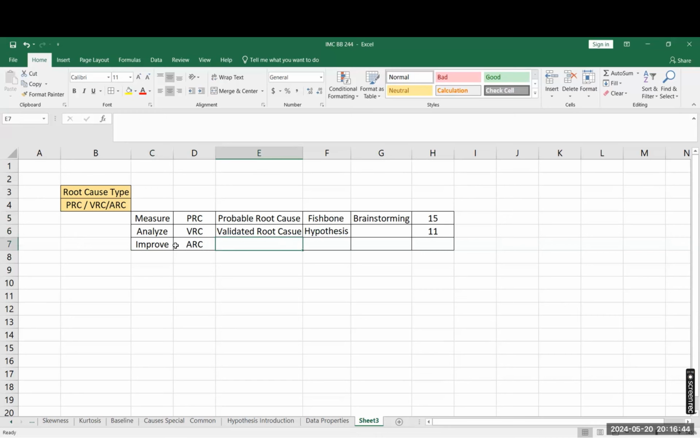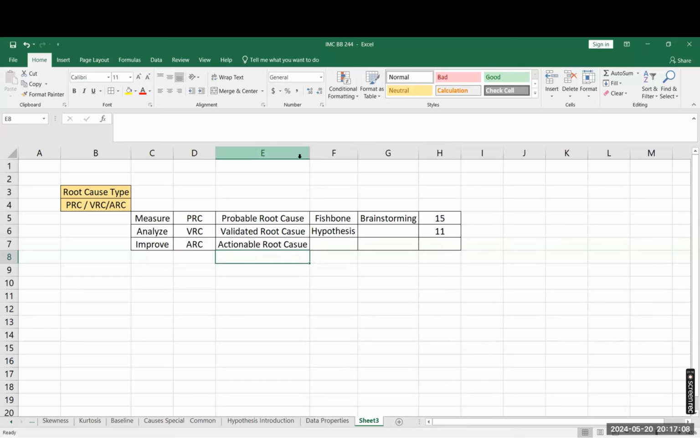In improve phase, we go for the actionable root cause, which means which are the root causes we can take action on. Because many of the root causes will be there, they are impacting your output, but you cannot do anything about them. Something is required with a huge budget, there are few things which need, let's say, client approval. Many of the things need the approval from the government or the authorities, right? So many a time those things may not work.